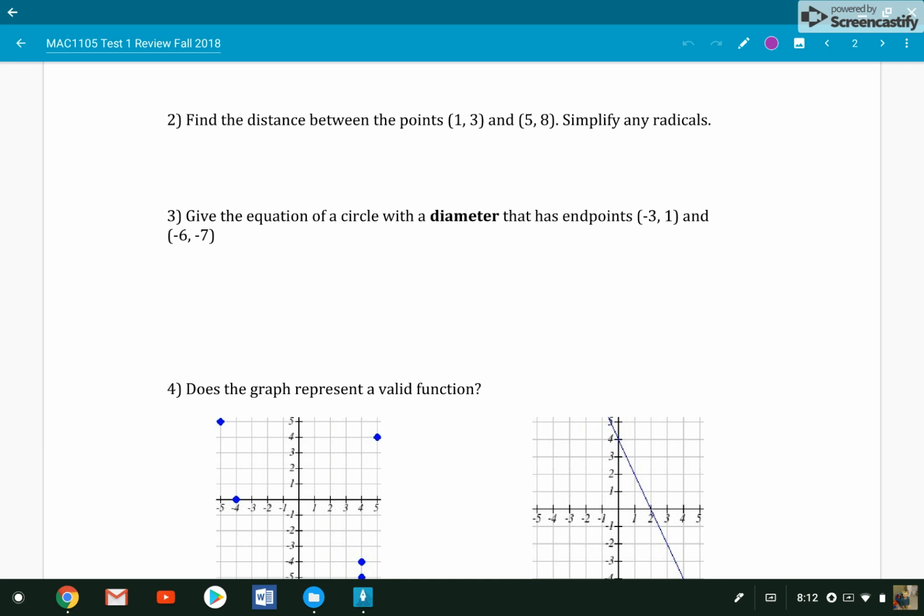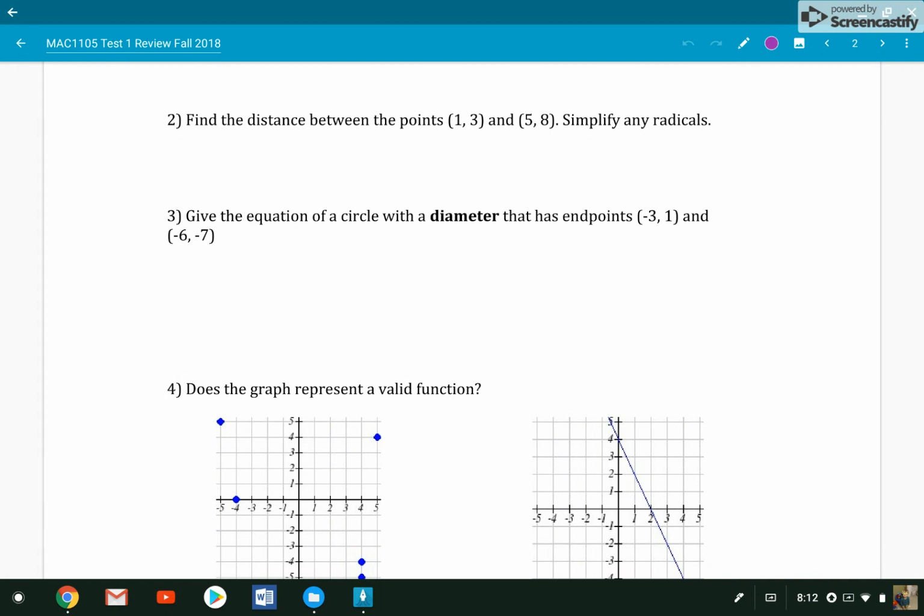All right, so this is our second video of our test review. We're on the second page of 4 for our review. Question number 2 here says find the distance between these points. You've got (1, 3) and (5, 8). We'll simplify any radicals that we have.